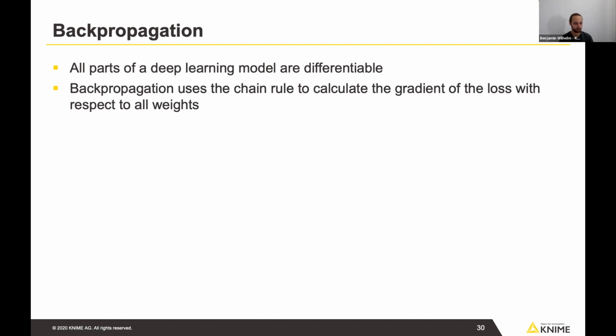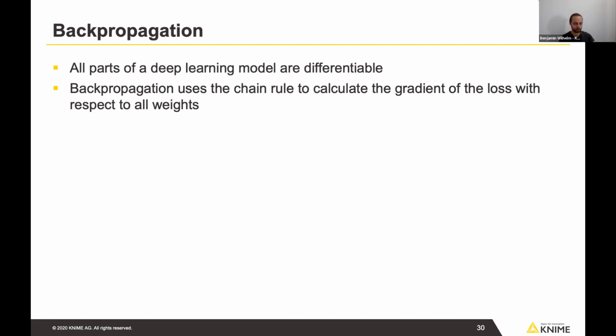To really get to the weights and adapt the weights, we use the so-called backpropagation algorithm, to compute these gradients for all the weights. That makes use of the fact that all parts of the deep learning model are differentiable, and then it uses the chain rule to compute gradients throughout the network, and the gradient of the loss with respect to all of the weights of the network.